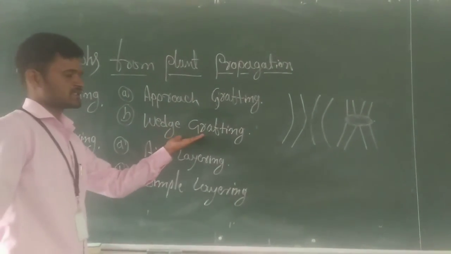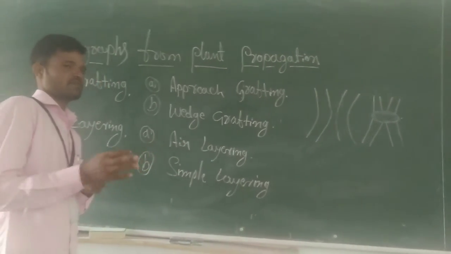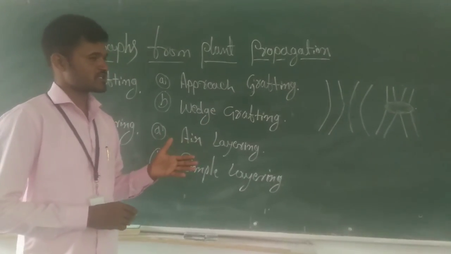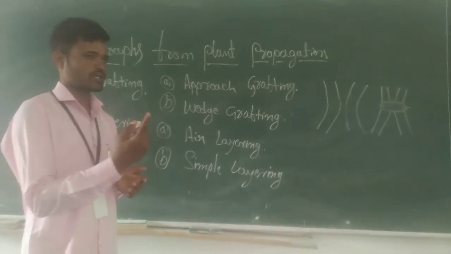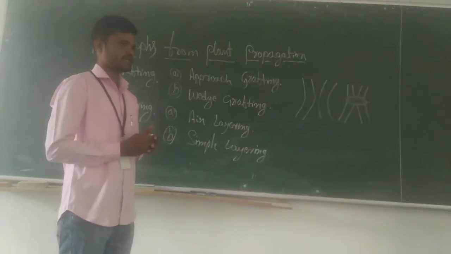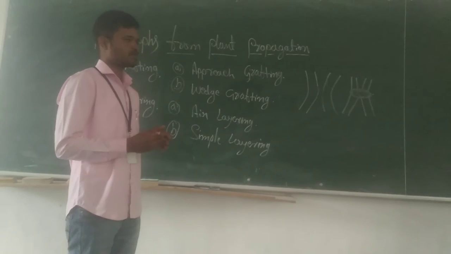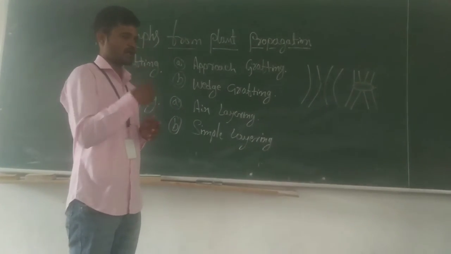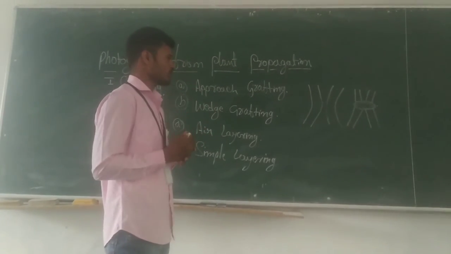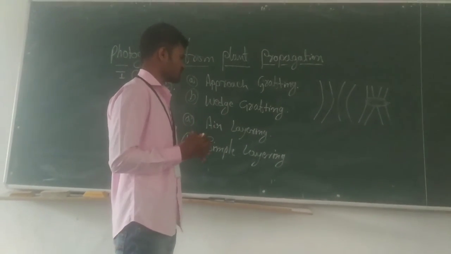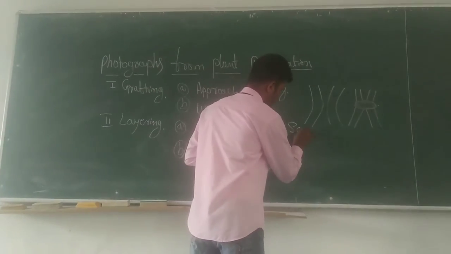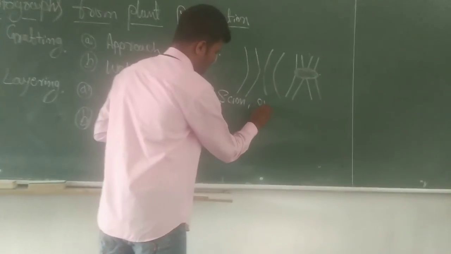The wedge grafting method is also one of the grafting methods. In this method, there are two parts: one is the scion and another is the stalk. The stalk is the rooted part, a rooted plant part, helpful for supplying food material, water and minerals. The scion is the transported or taken plant part, the upper part of the grafting. This is the wedge grafting method, with the scion part and the stalk.